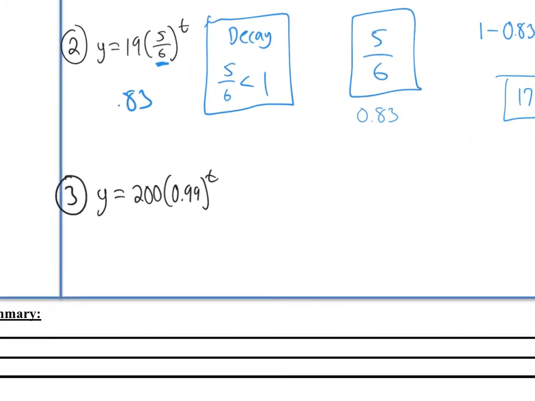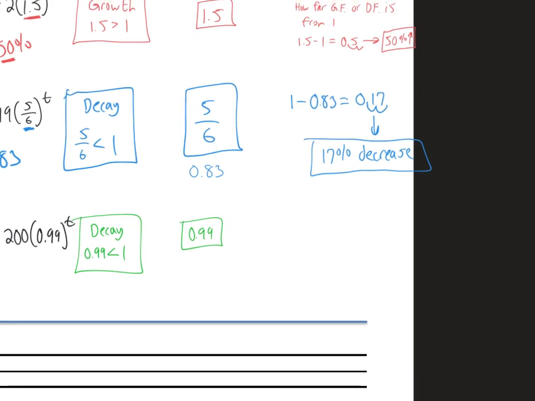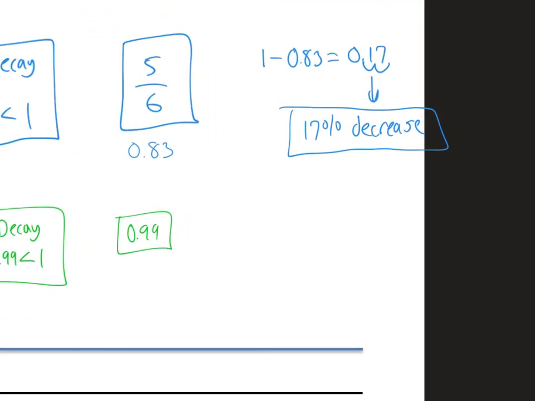All right, last example. 200 times 0.99 all to the t. First things first, is it growth or decay? Is 0.99 above 1 or less than 1? It's below 1, so it's going to be decay, because 0.99 is less than 1. All right, what's the decay factor? If it's decay, it's going to be just 0.99, whatever's in parentheses. It's already a decimal, so we don't need to worry about that. Now we need to figure out what percent it is away from 1. So what number is bigger, 1 or 0.99?